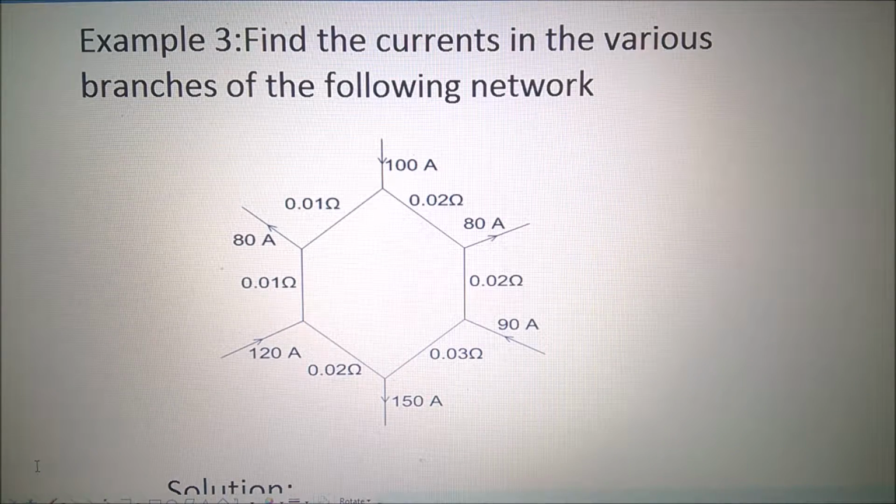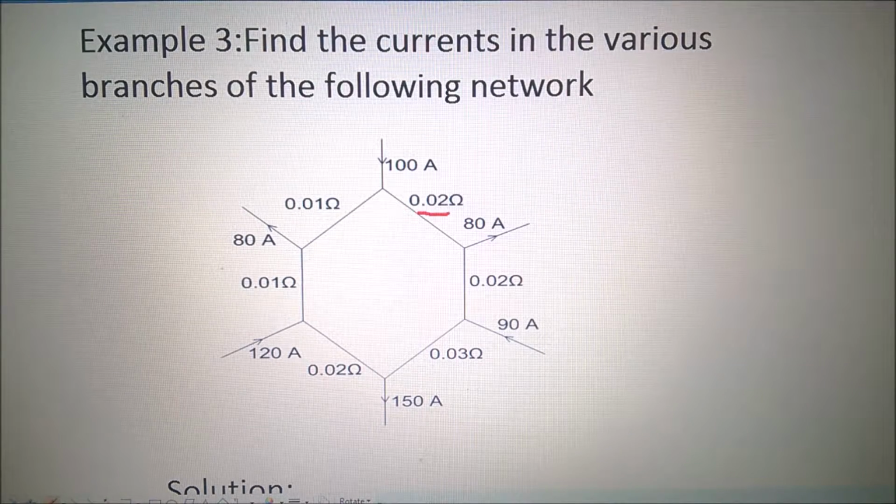Now let us take another problem which can be solved applying Kirchhoff's law. Look at the circuit shown here, and we have to find the current in each of the branches. You can see the resistance of each branch is given.